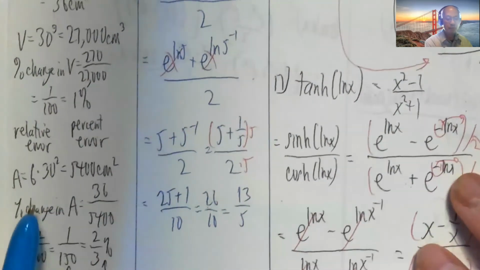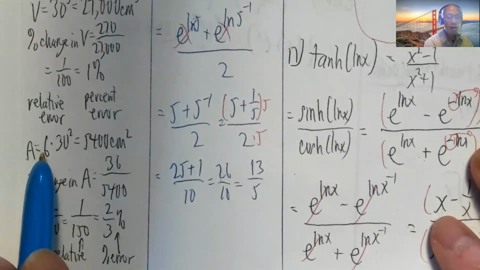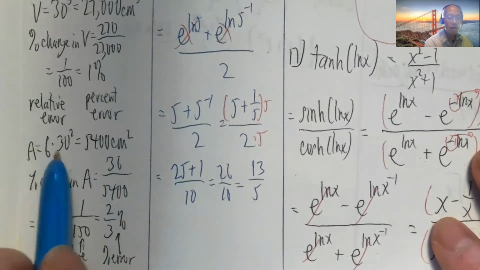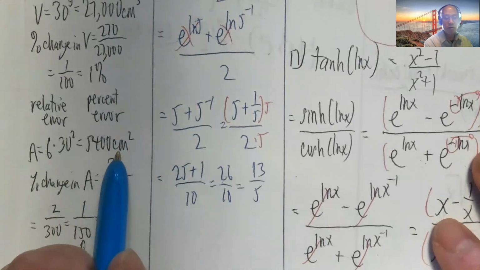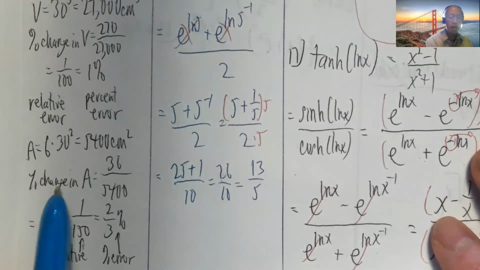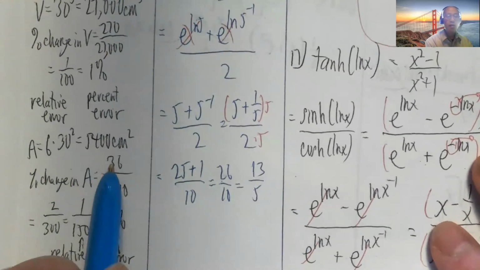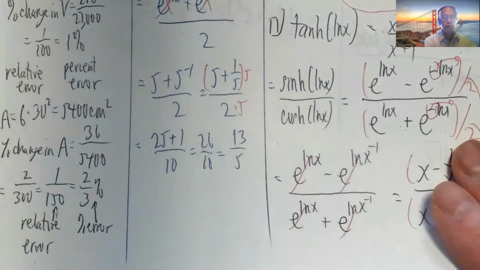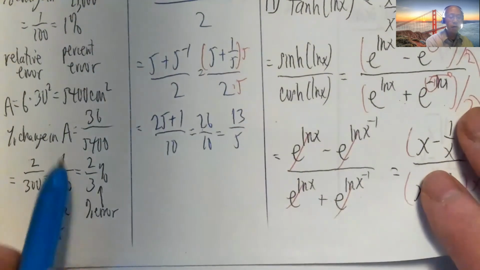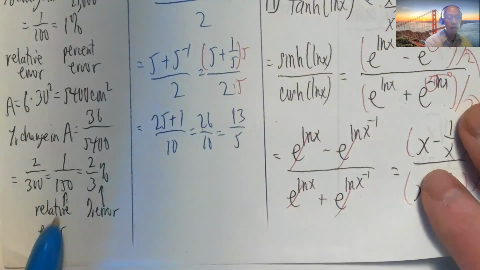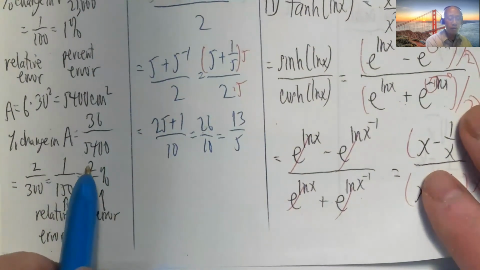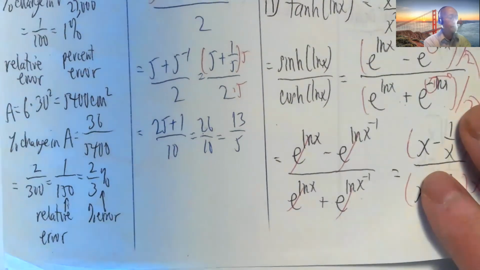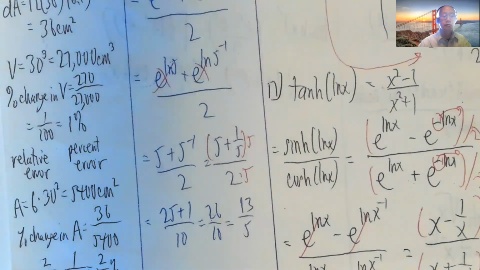That's what that means. For the area, 6 times x squared, 6 times 30 squared is 5,400 centimeters squared. Possible percent change in area is 36 divided by 5,400. That's 2/3%. So the maximum possible relative error is 1 over 150. And the greatest possible percent error in the surface area is 2/3%. All right, so this is section 3.10.